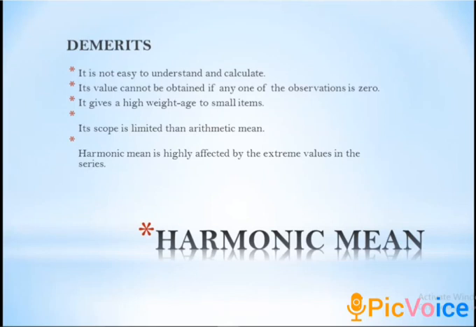Demerits of हार्मोनिक मीन में हमने क्या डिस्कस किया है? फर्स्ट, it is not easy to understand and calculate. Its value cannot be obtained even if one value of observation is 0. Third, it gives a high weightage to small values. Fourth, its scope is limited than arithmetic mean. Fifth, harmonic mean is highly affected by the extreme values in the series.